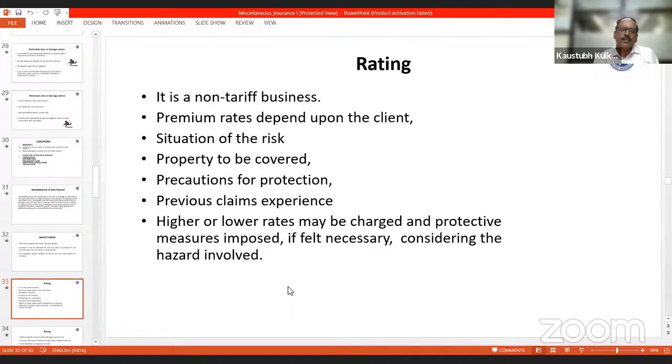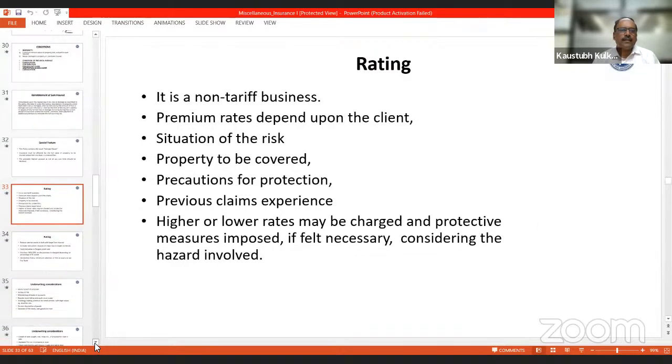Previous claims experience, we have to analyze for that particular location and the particular policy. If claims are already there for that particular premises or within those areas, we have to be very strict and we have to raise the premium. Higher or lower rates may be charged and protective measures have to be imposed if felt necessary.